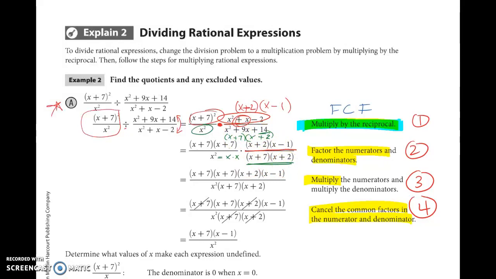So after you're done factoring, you're going to multiply straight across, which is what they have here. We're going to multiply, and then find what common factors cancel. So x plus 7 over x plus 7, x plus 2 over x plus 2, and then we write what's left. So we have an x plus 7 and an x minus 1. That's how we got that. And we had an x squared that was left here.